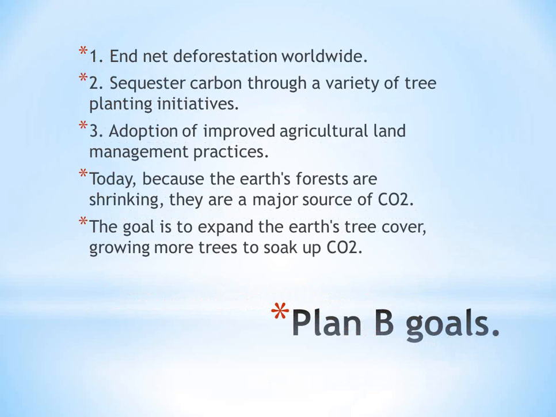Plan B goals. 1. End net deforestation worldwide. 2. Sequester carbon through a variety of tree planting initiatives. 3. Adoption of improved agricultural land management practices. Today, because the Earth's forests are shrinking, they are a major source of CO2. The goal is to expand the Earth's tree cover, growing more trees to soak up CO2.